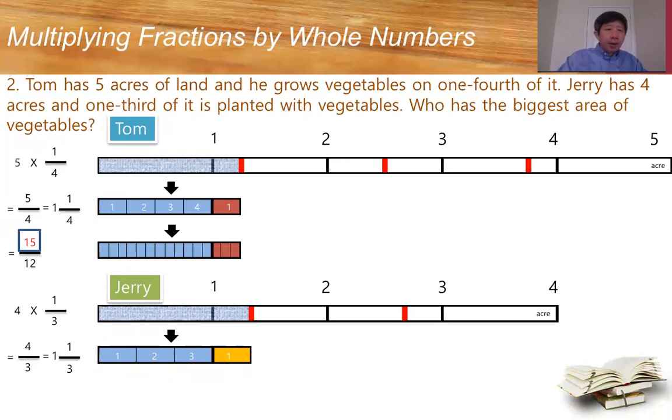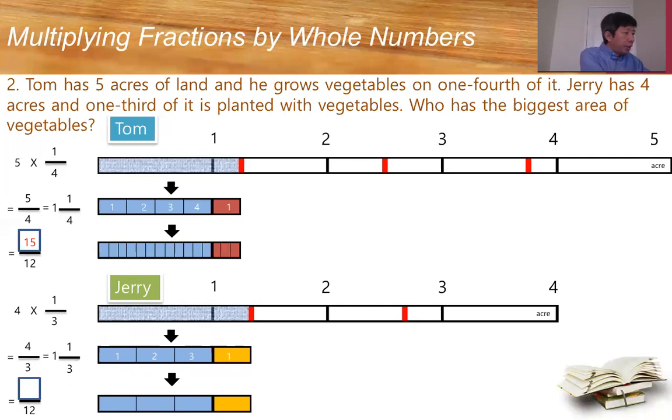Now, next we want to compare Tom and Jerry. If we compare Tom and Jerry, the denominators are not the same, so it's not easy to compare, right? So what should we do? We can change this into a common denominator. For 4 and 3, the common denominator is 12, right? So it's 12.